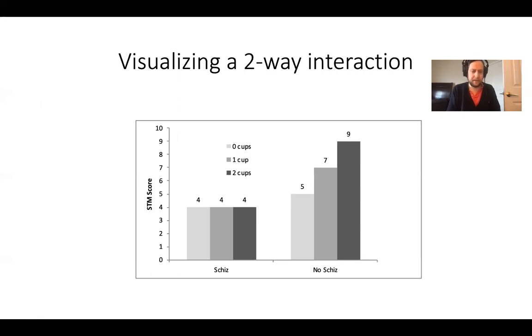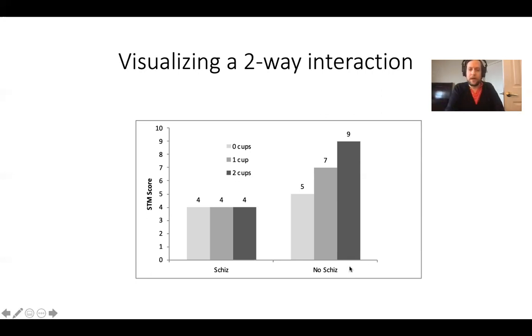The interaction involves more than one factor. When you're talking about the main effect of amount of cups of coffee, we are only talking about that factor. When we were doing the main effect of diagnosis, we are only talking about the diagnosis. But when we're talking about interaction, we're talking about both factors, or more than one factor, simultaneously.